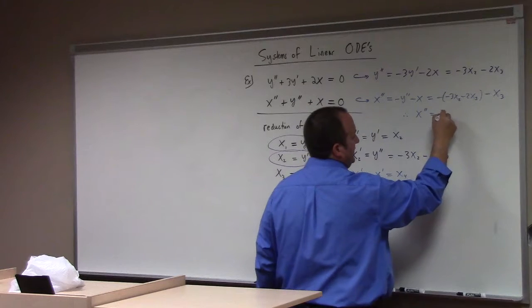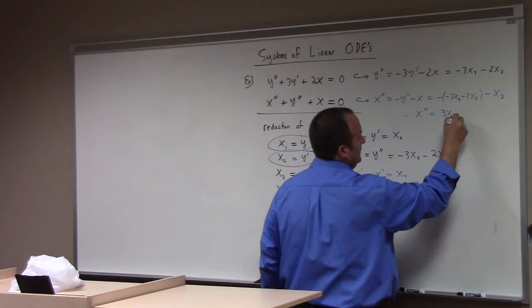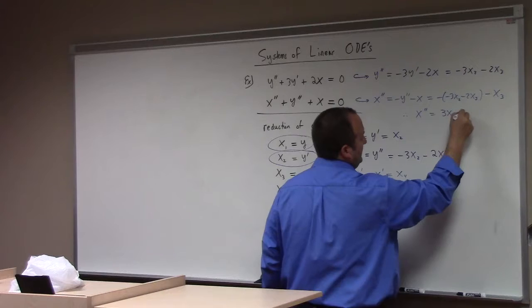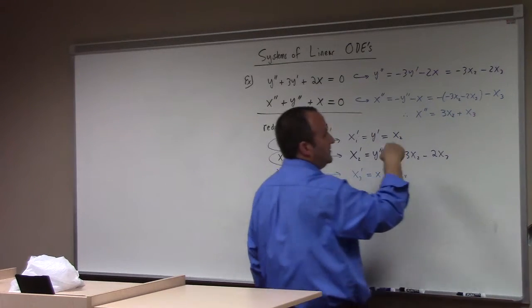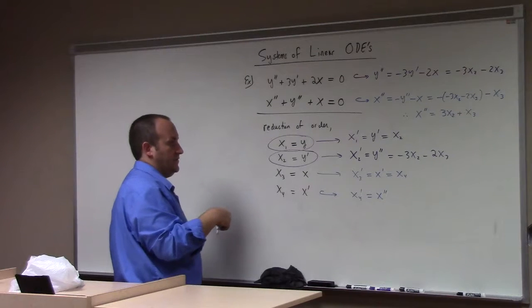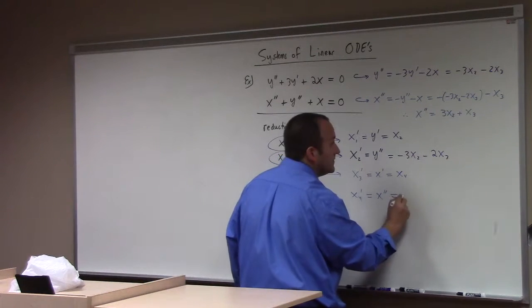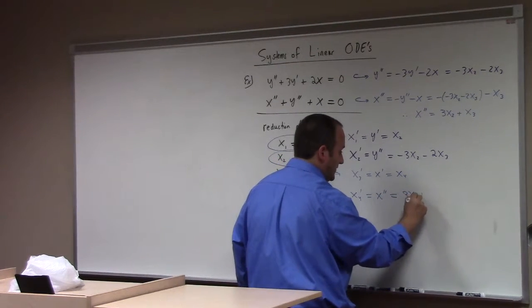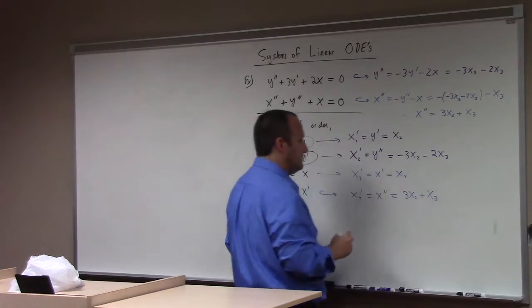Actually 3x2 plus x3, I think, because plus 2 minus 1 is plus 1. So yeah, this is x prime prime is 3x2 plus x3 by my calculation.